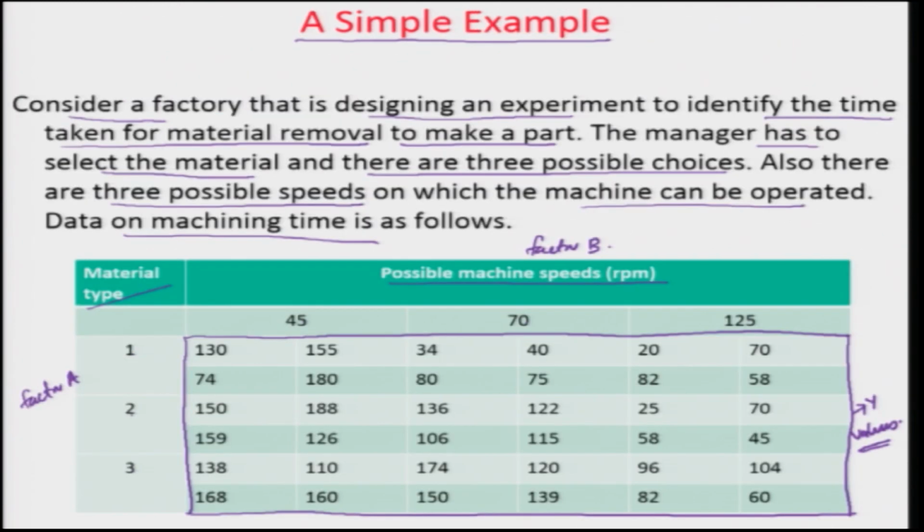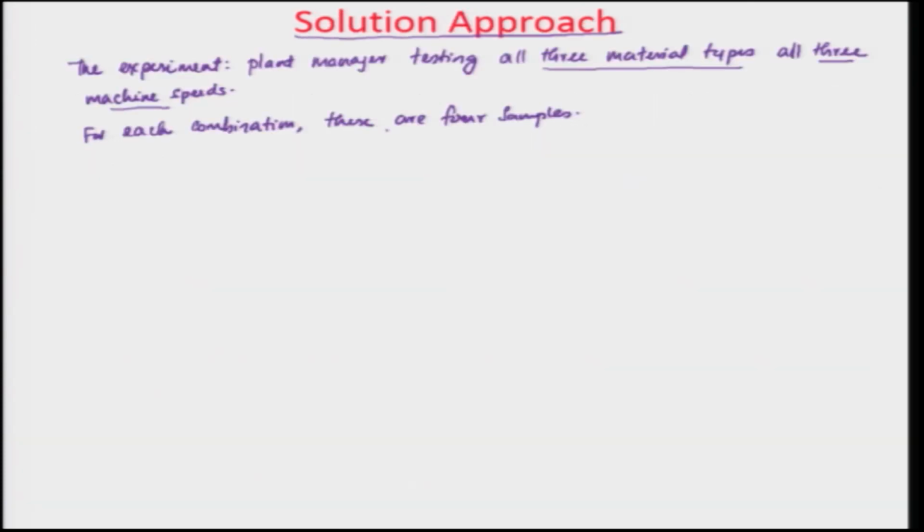You can see that this is the combination of these 4 samples, okay. Combination of material 1 with 45 RPM, okay, RPM of the machine speed. Similarly, for each case you can see that if you take this case, these 4 things are the time for material 3 with 125 RPM. Okay. So, that is what we are talking about. For each case there are 4 samples.